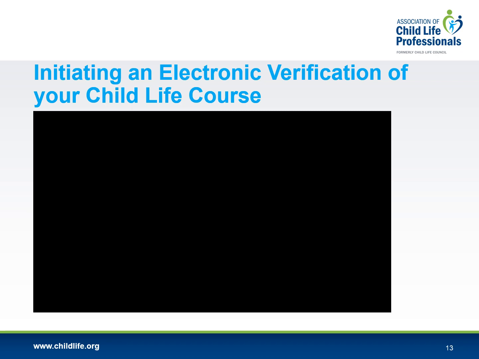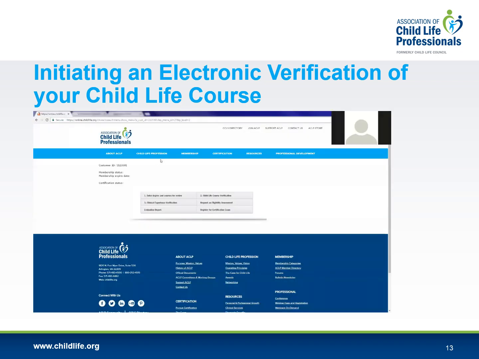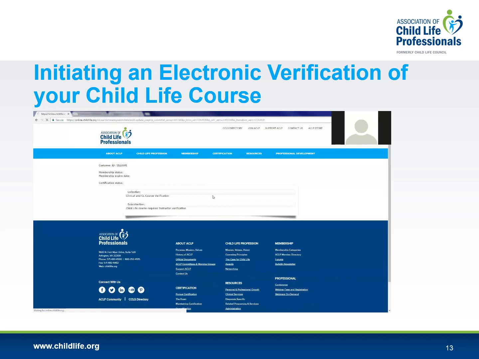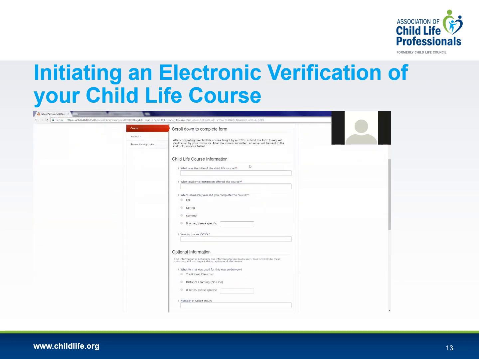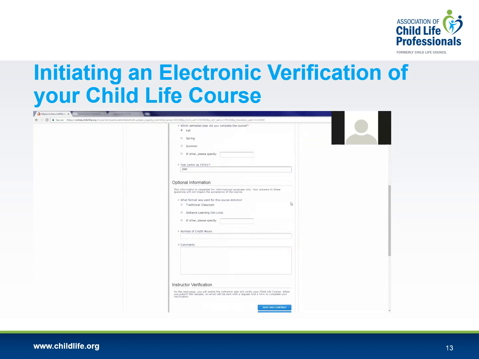Let's take a look at the second way you can have your Child Life course verified by completing an electronic course verification. So from our website, childlife.org, in your certification portal, you'll go ahead and click there. And you'll be prompted to enter additional information. So you'll notice at the top, that's all information that you must enter, including the name of the course, when you took the course, and where you took the course. It's really important as you enter all your information for your eligibility assessment that it's accurate. So please take a minute to review all the pieces you enter before you click submit.